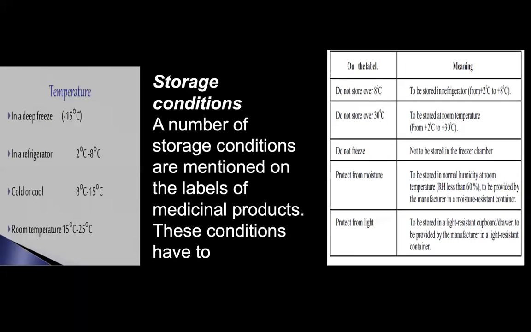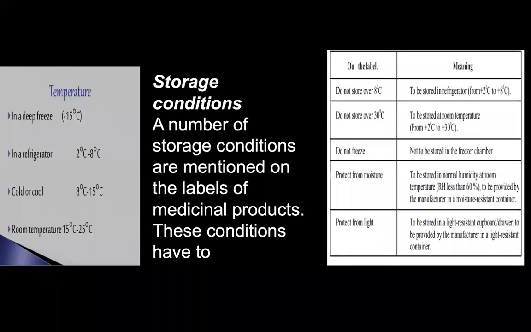First, you can find temperature. If it is written deep freezer, it means they must be kept at minus 15 degrees Celsius. If it is written refrigerator, it means they have to be kept at 2 to 8 degrees Celsius. If it says cold or cool, they have to be kept above 8 to 15 degrees Celsius. If it is room temperature, sometimes it is 15 to 25, sometimes up to 30 also.